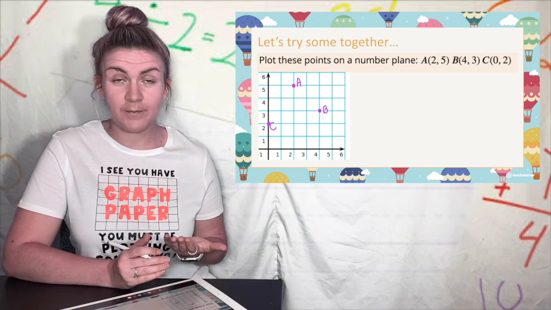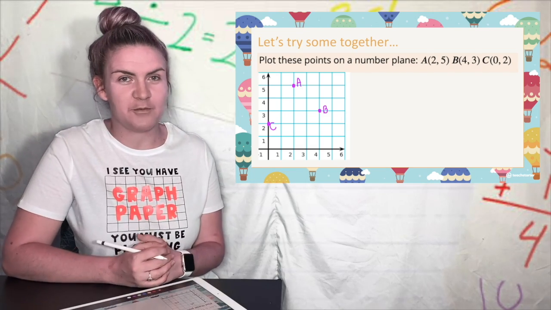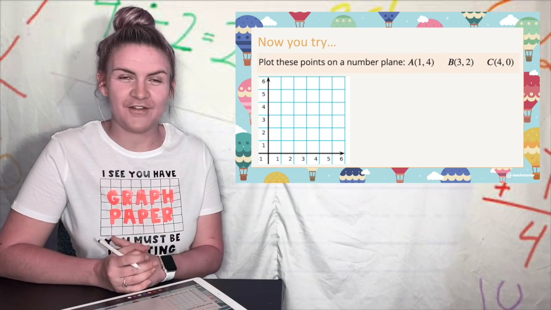My question hasn't told me to join them up or do anything else, so that's how I'm going to leave it. You have a go plotting points on the Cartesian plane.